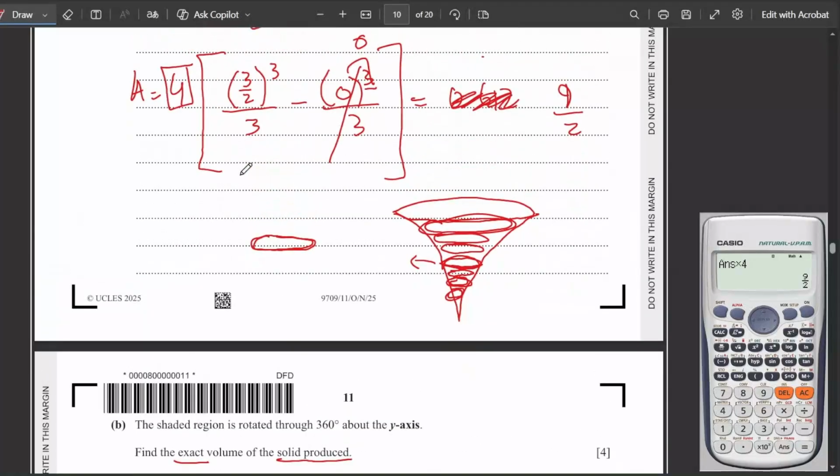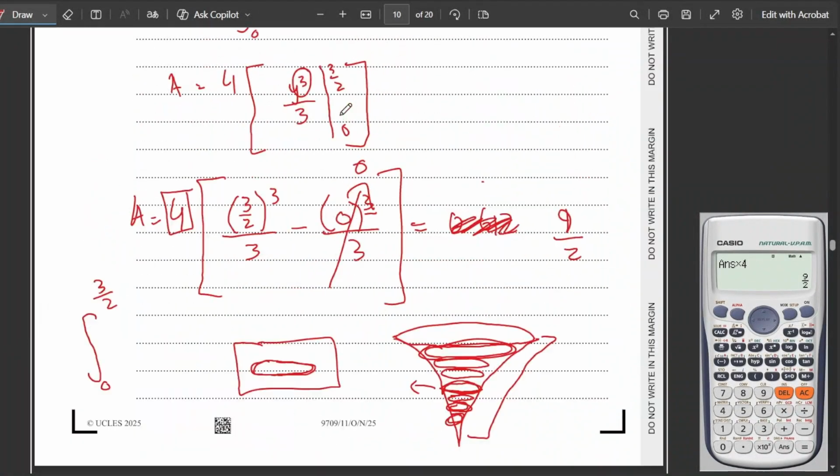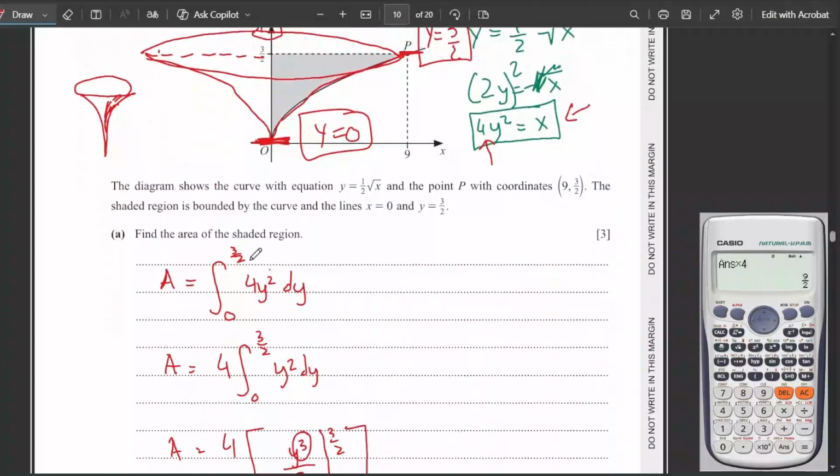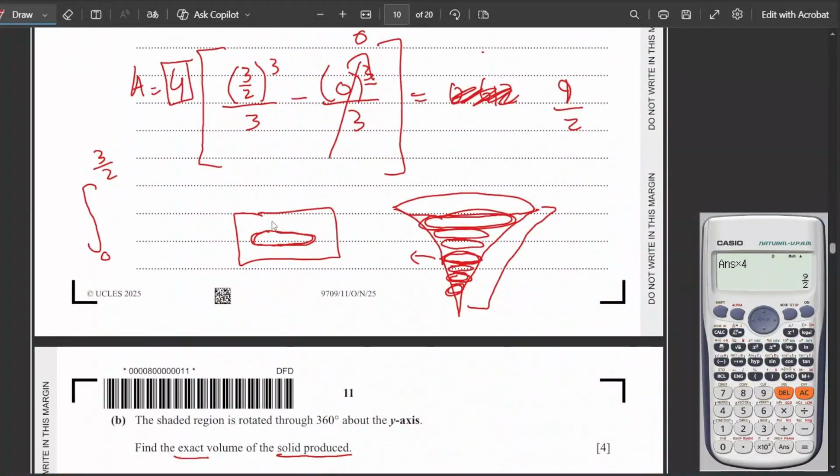Now, how do we do that? Essentially, if I can find the formula for one of the disks, I can use integration to add all of these disks. Integration basically means adding. Where am I adding from? I'm adding from 0 all the way to 3 by 2, from the bottom part to the top part. Now, what is the formula of the volume for one disk?